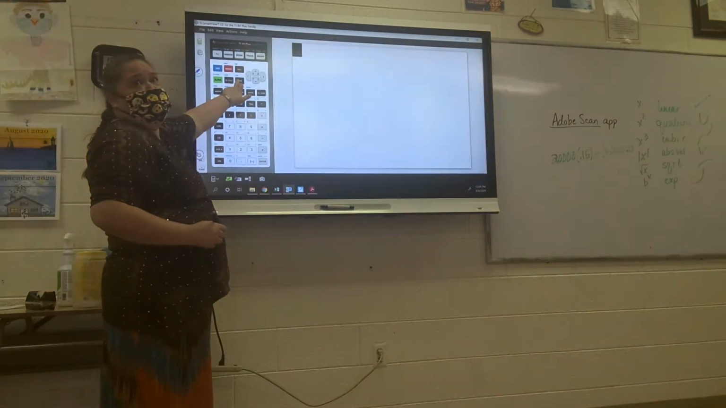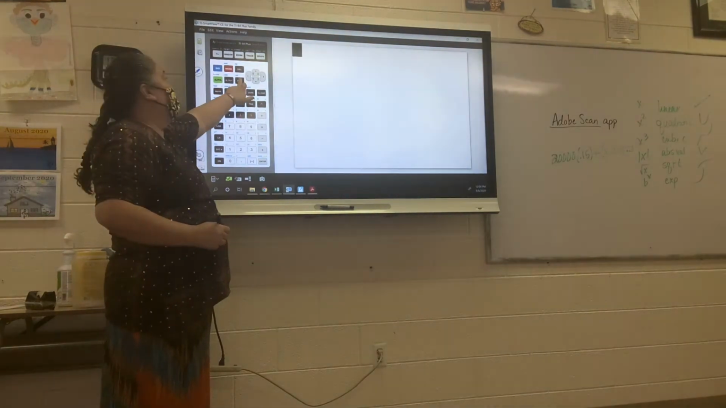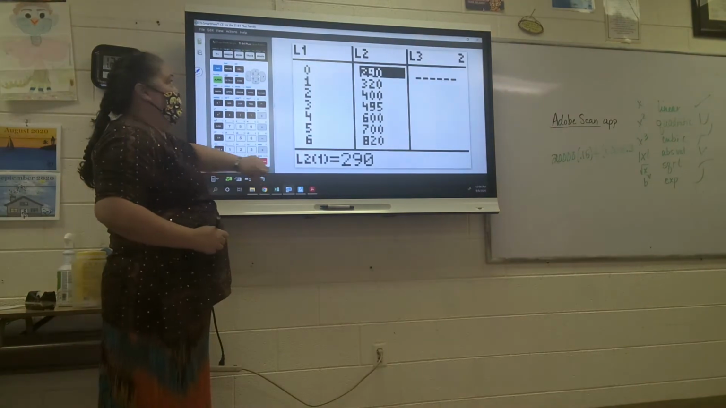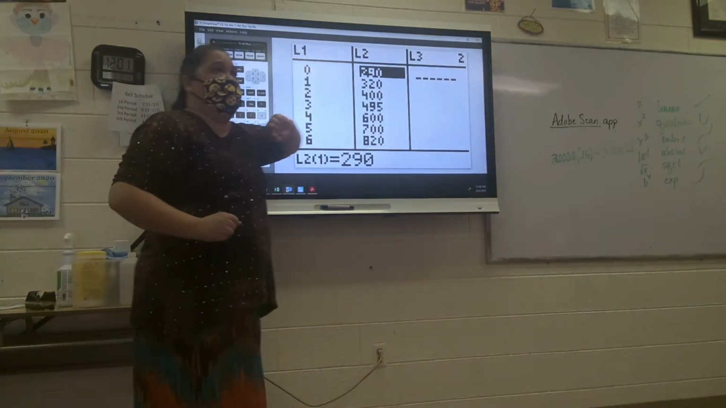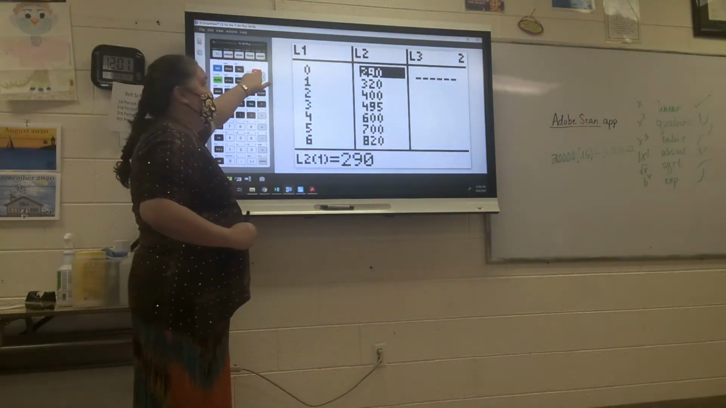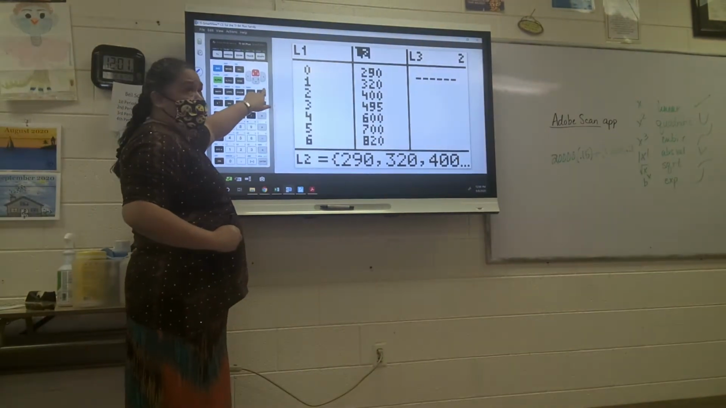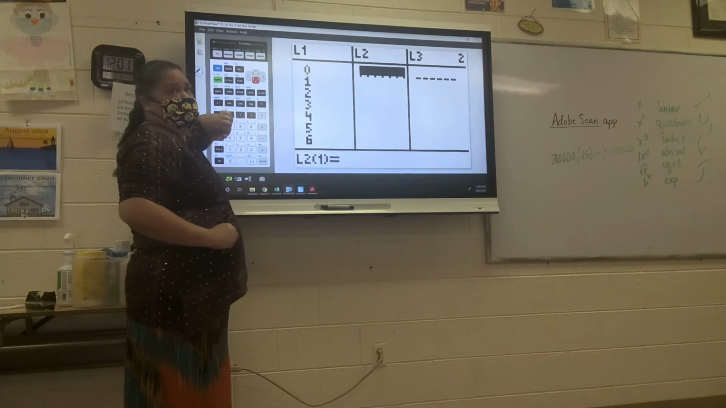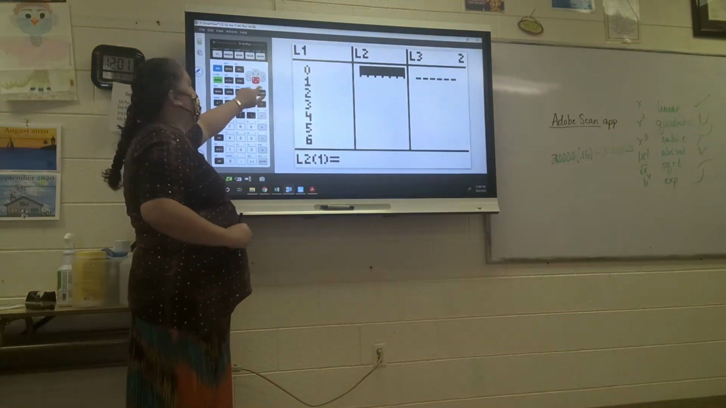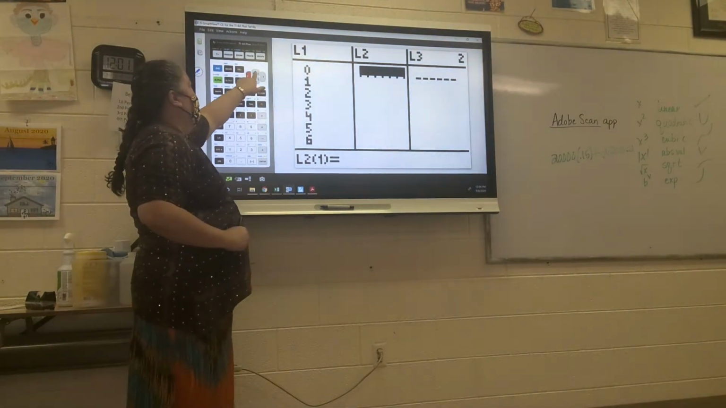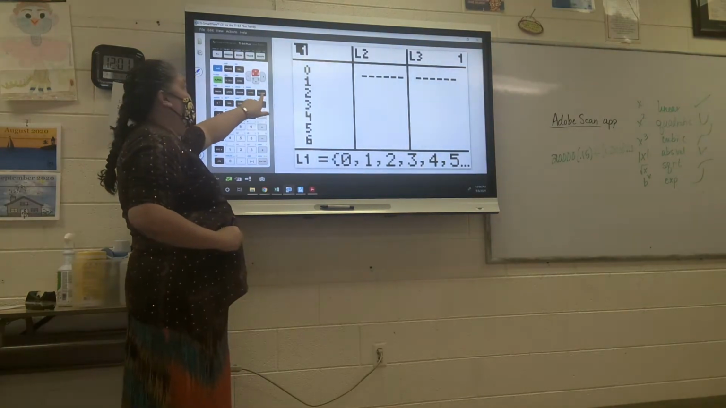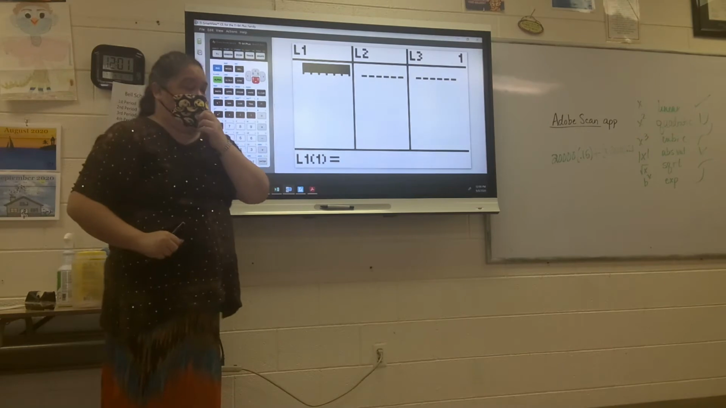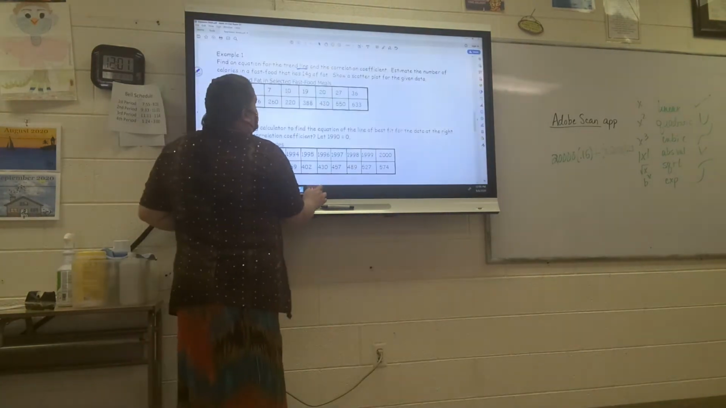We're going to hit stat, which is right here. Edit, so we hit enter. Now, if you have stuff in your calculator, arrow up, hit clear, not delete, because you don't want to delete the list. You don't want to delete L1 and L2, you want to clear it. Arrow up, hit clear, arrow down. Now put the data in. So our data is 6.